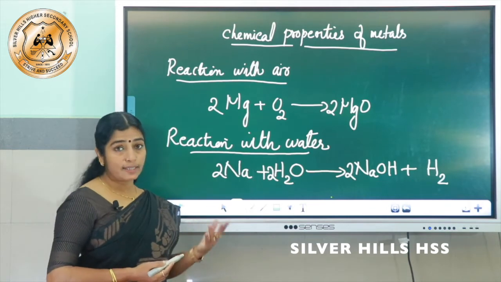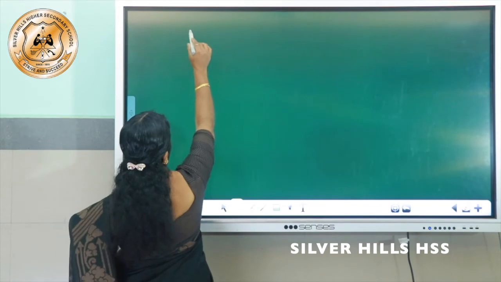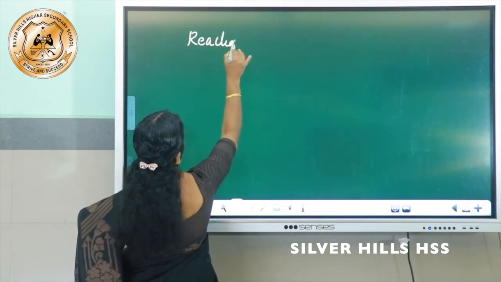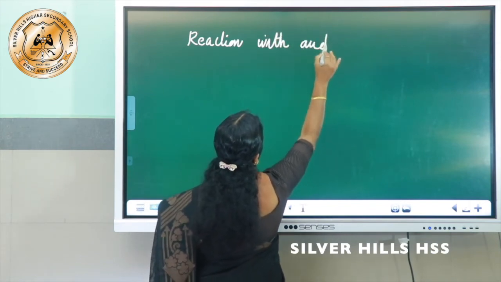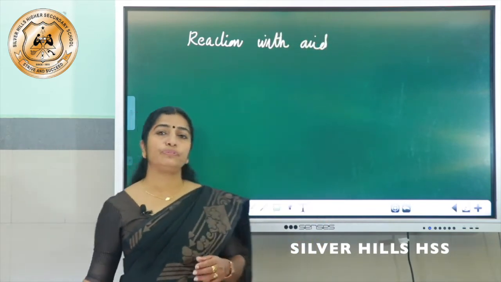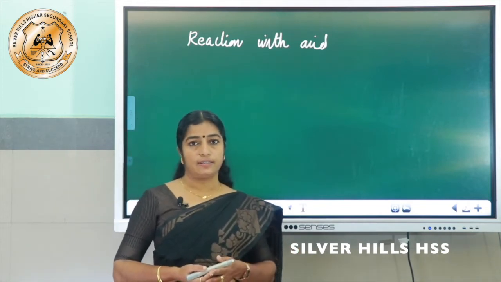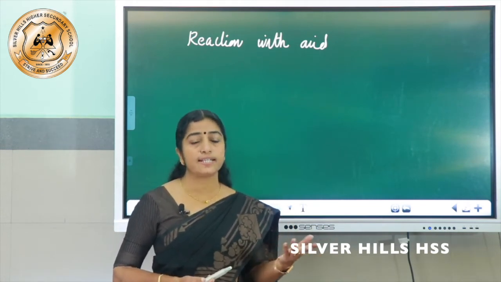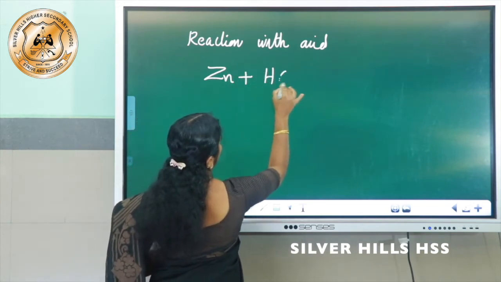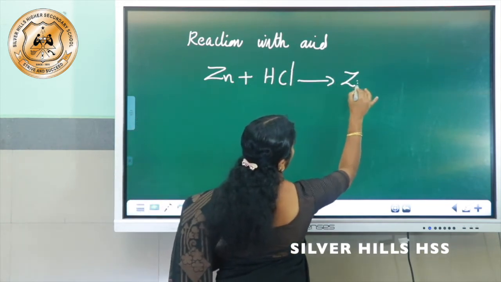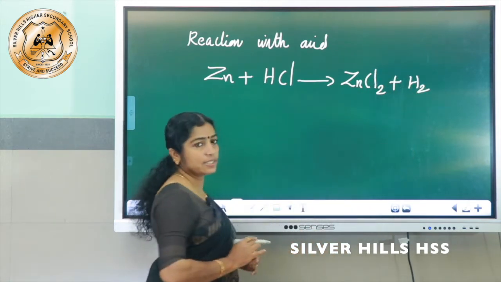Now let us take the third reaction, reaction of metals with acid. You know that most metals react with acid to produce hydrogen gas, especially with hydrochloric acid. Let us take some examples. Zinc, when it reacts with hydrochloric acid, forms zinc chloride, a salt, along with hydrogen gas.